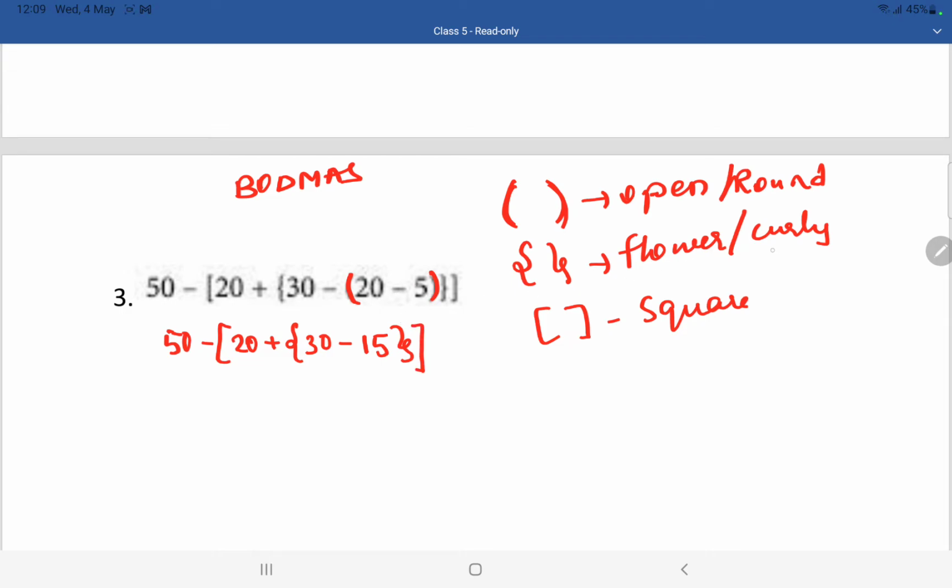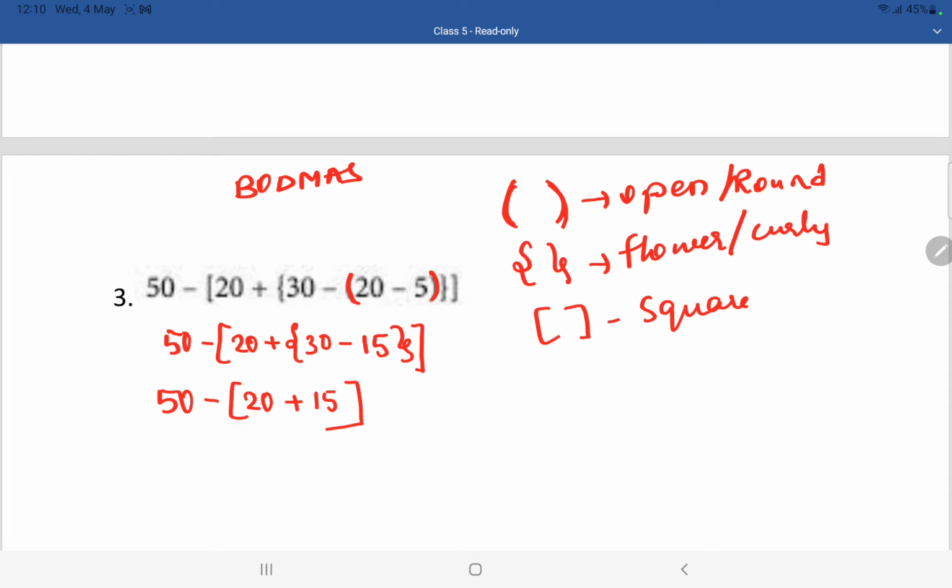Second, you need to go for the flower brackets. So yes children, these are the flower brackets. I have the flower brackets here, right? So now, what is 30 minus 15? Yes, it is 15. It is plus 15.